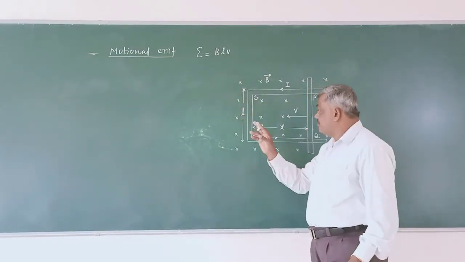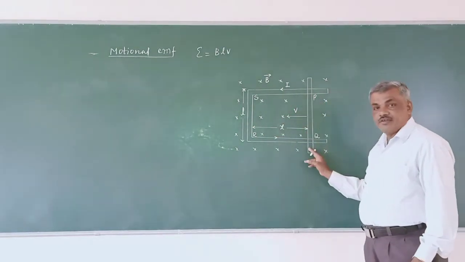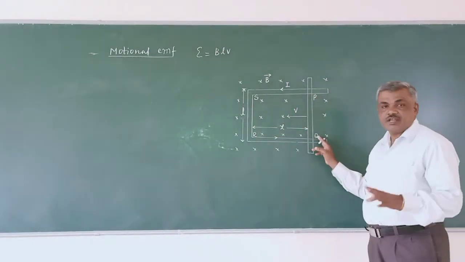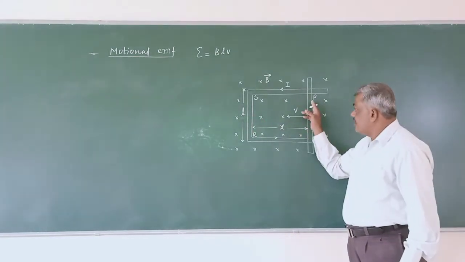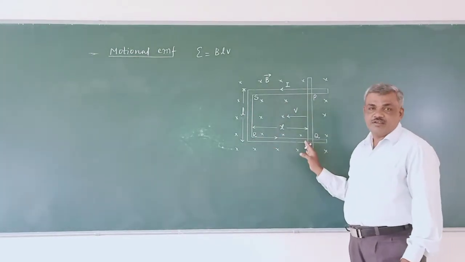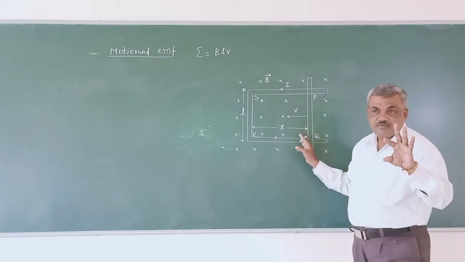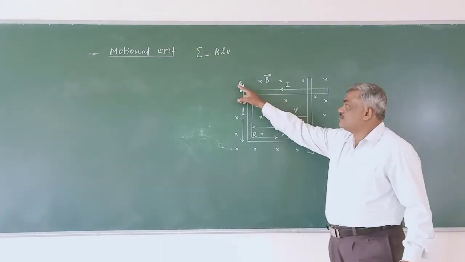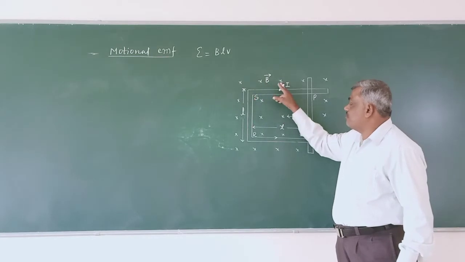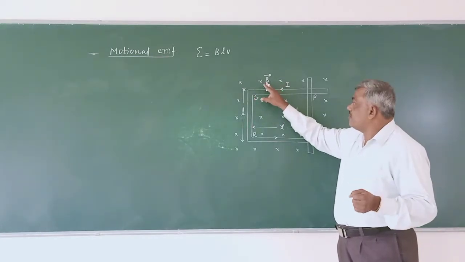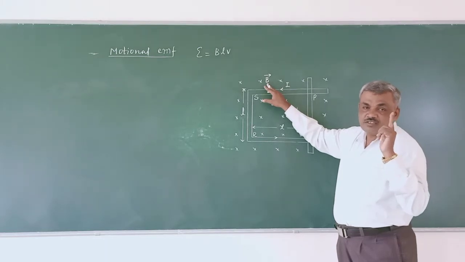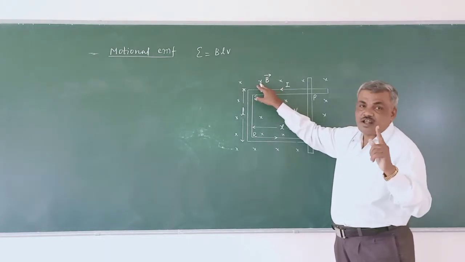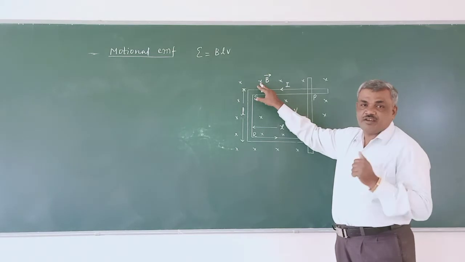Now the diagram. This is a straight conductor PQ of length L placed in a uniform magnetic field. In this diagram, the magnetic field is represented by the cross mark. This cross mark symbol represents the magnetic field, indicated by B.